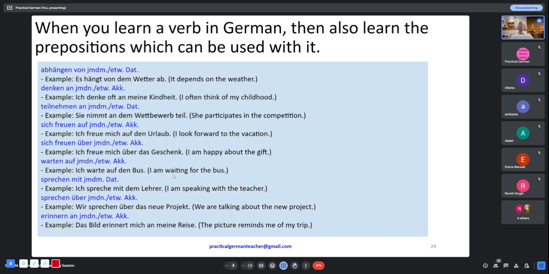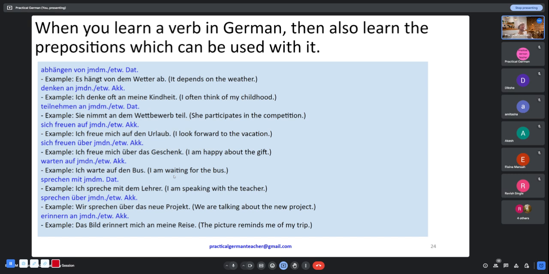When you learn a verb in German, normally you learn the meaning and frame one sentence with it, and you are done. But now you're going to slowly go into B1 level. This is A2, but after this you'll go to B1. So now you should get into the practice of learning verbs along with all the possible prepositions.